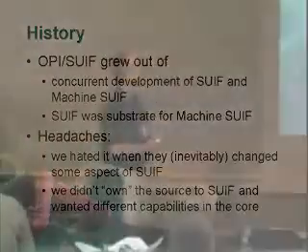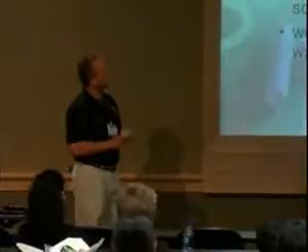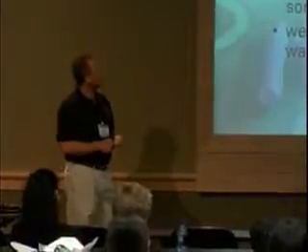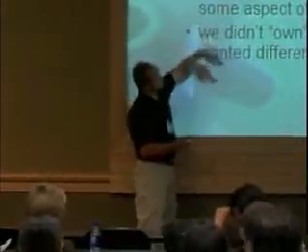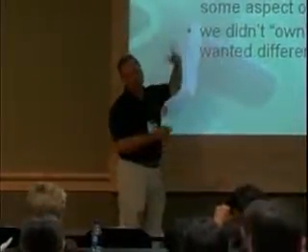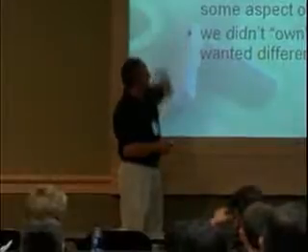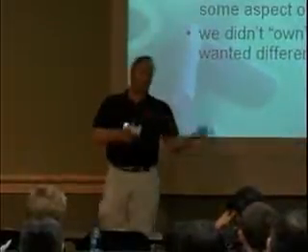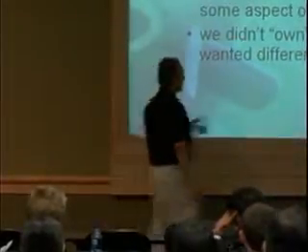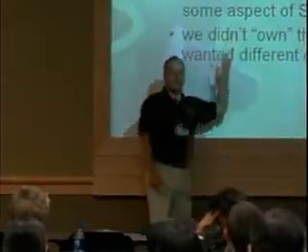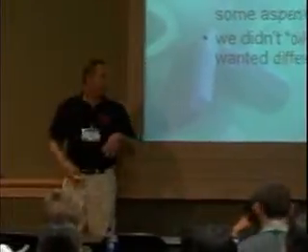So just a little history here to understand the context. OPI SUIF grew out of this concurrent development of SUIF and Machine SUIF being my project. SUIF was the substrate for Machine SUIF. We're building on top of that. And here are the headaches we had. Well, we hated it whenever they would inevitably change some aspect of SUIF. We were doing concurrent development. And we didn't own the source to SUIF. And we, of course, wanted different capabilities in it because we were doing different research than they were doing. But since we didn't know the system, we couldn't easily put that into it.